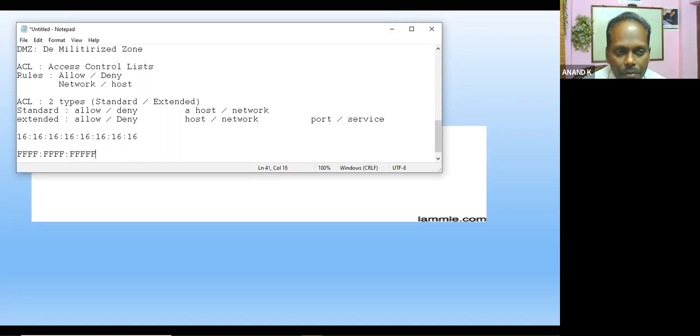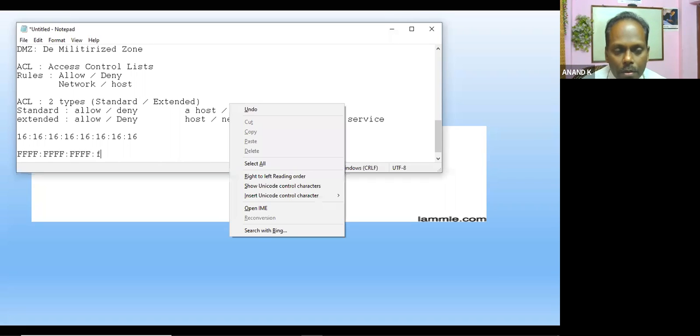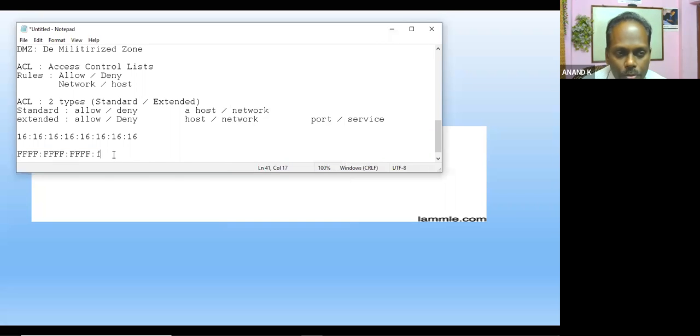So an address can have up to FFFF here, and you can continue like this up to FFFF.